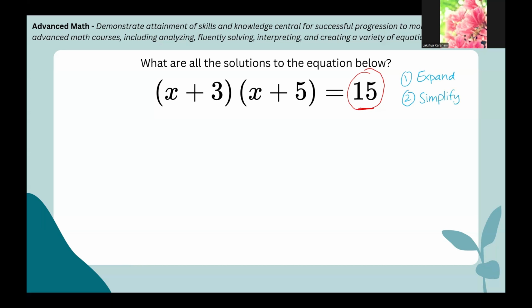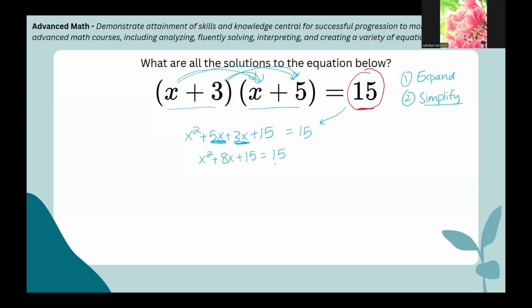So first, we're going to expand. We're going to expand this out using the FOIL method or just distributing all of these. So when you do that, you're going to get x squared plus 5x plus 3x plus 15. Then we're going to simplify. We're going to combine like terms. So we're going to combine the 5x and the 3x to get x squared plus 8x plus 15 is equal to 15. Same number here.